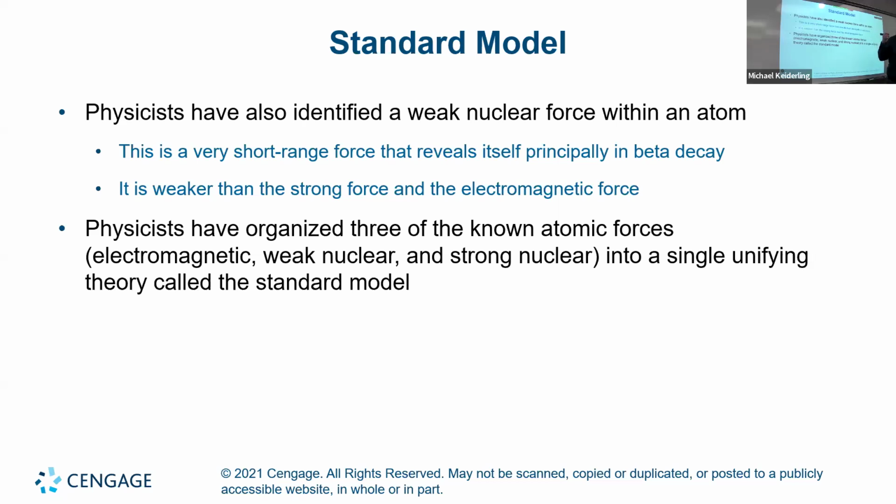The primary thing the weak nuclear force is involved in is the process known as beta decay. It's involved in the process that allows protons to turn into neutrons and neutrons to turn into protons. And physicists have organized the three known atomic forces, electromagnetic, weak, and strong, into a single unifying theory. It's called the Standard Model.